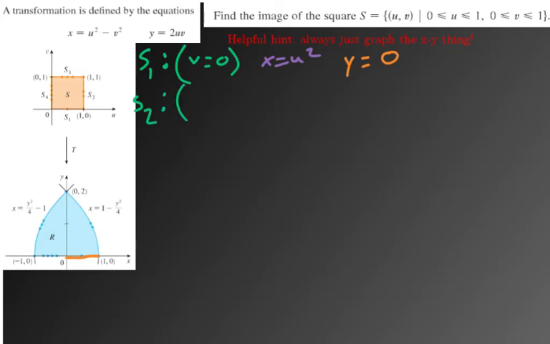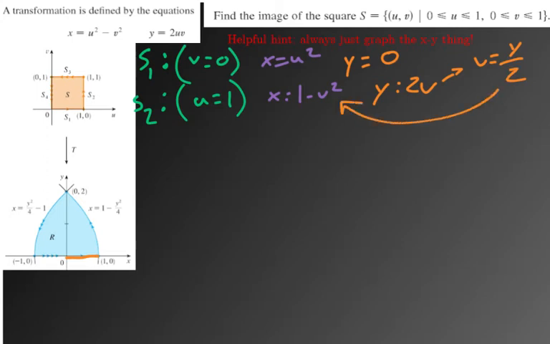So S2, we know that u is 1, right? So if u is 1, then x equals 1 minus v squared, and y is going to equal 2v, right? So then that means that v equals y over 2, right? Which I can also then go back here, and I can combine these, and I can get x equals 1 minus y squared over 4, right? Because you're going to square it, right? So you get y squared over 2 squared. And 1 minus x equals 1 minus y squared over 4, it's labeled right there.